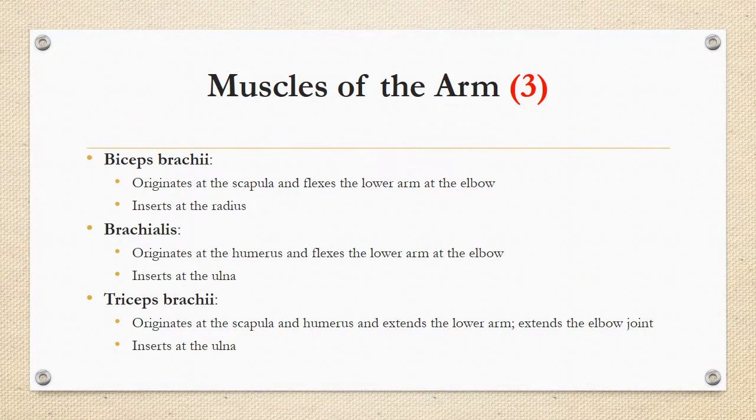Muscles of the arm: biceps brachii. It helps flex the lower arm at the elbow. So again, it bends, and originates at the scapula and inserts at the radius.